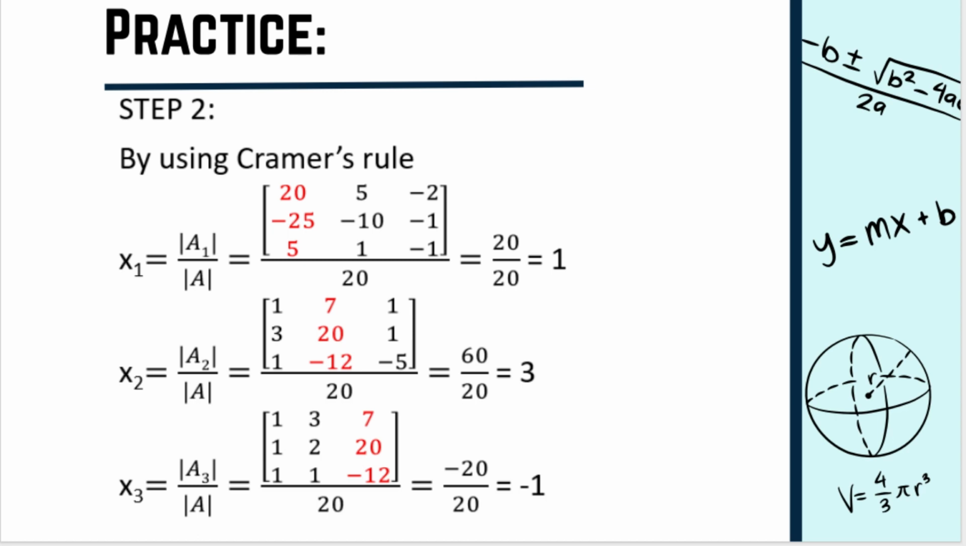Lastly, x3 is equal to the determinant of A3 over the determinant of A. Determinant of A3 will be equal to 1, 3, 7, 1, 2, 20, 1, 1, and -12, over the determinant of A, that is 20. And it will be equal to -20 over 20. And your answer will be -1. That's all.